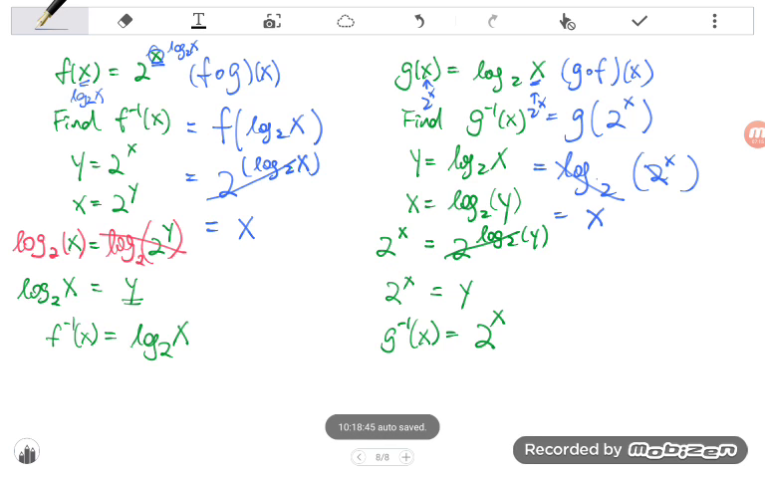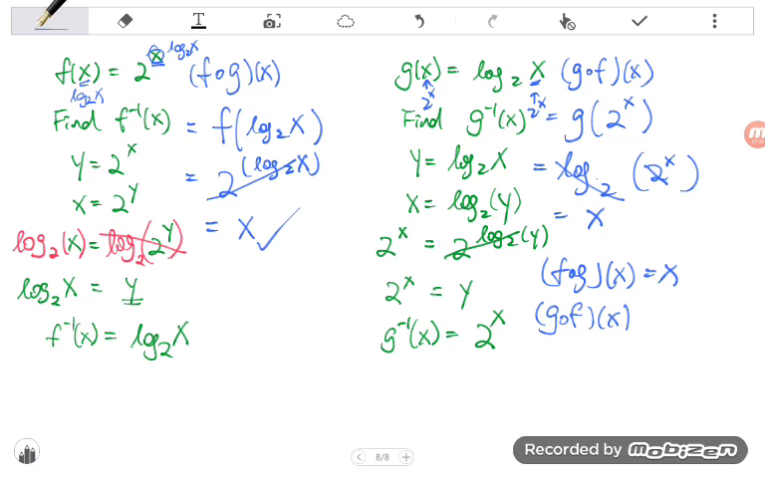So as we can see, when we put f of g of x, that gives us x. When I put g of f of x, that also gives us x. So the function f of x and the function g of x, they are inverse of each other. Okay, inverse of each other.